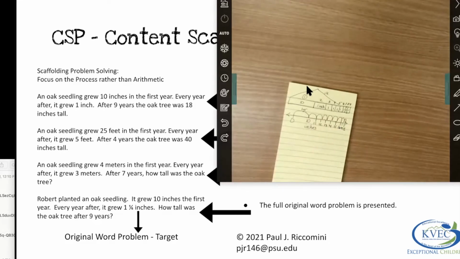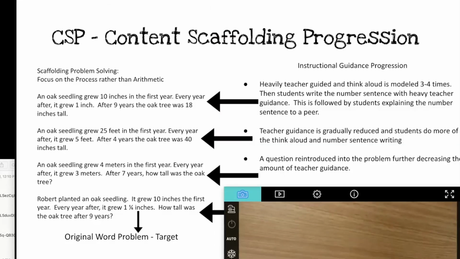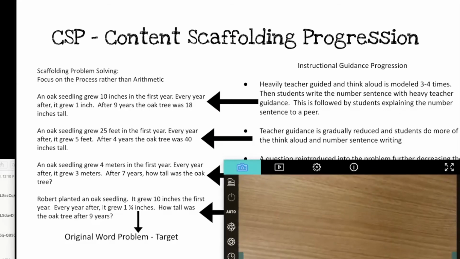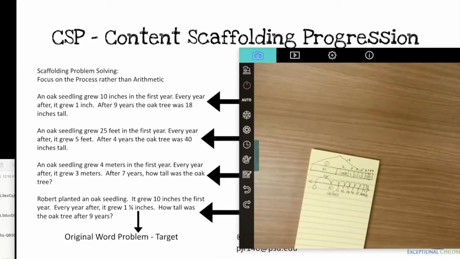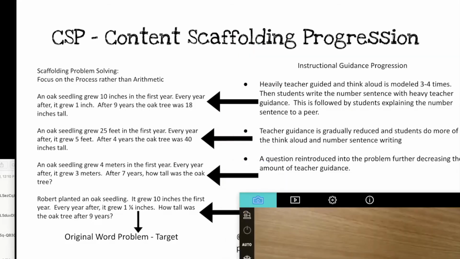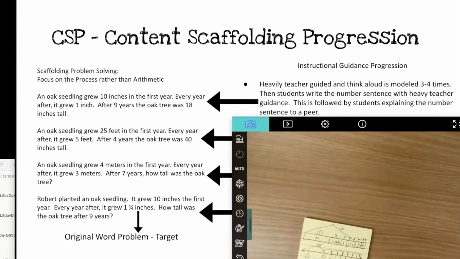Now, in the second one, I'm going to give them some opportunity to do this. And you notice that it gets a little bit harder, right? I've modeled this, but it's a little bit harder. And at this point, if you notice what it says here, teacher guidance is gradually reduced. Now, I'm still going to help, and I'm still going to do that think aloud. And that's extremely important for our students, is doing that think aloud. For us to think and model through that is extremely important.